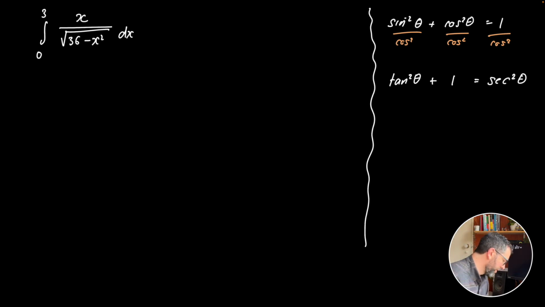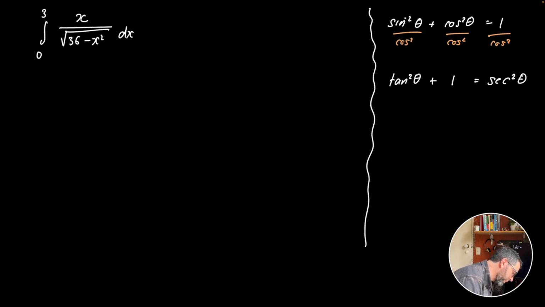All right. And what we want to do is replace the x squared inside here with, in this case, 6 times sine theta, cosine theta, or sec theta, or tan theta, one of those things that's going to make this 36 minus x squared turn into just a standalone term. So I'll show you how this works.